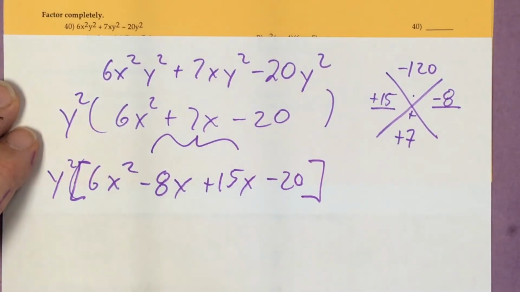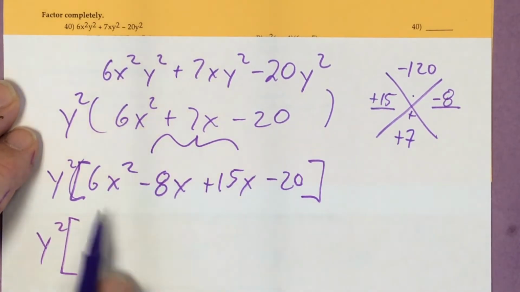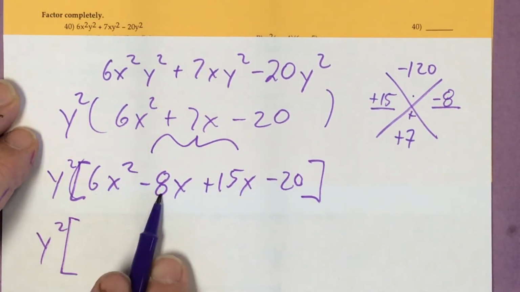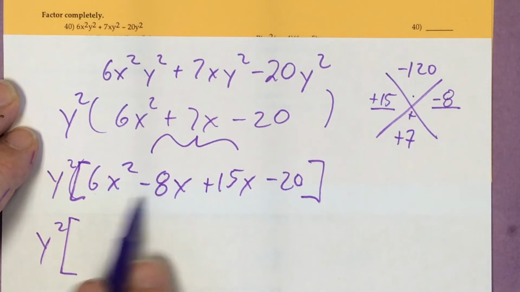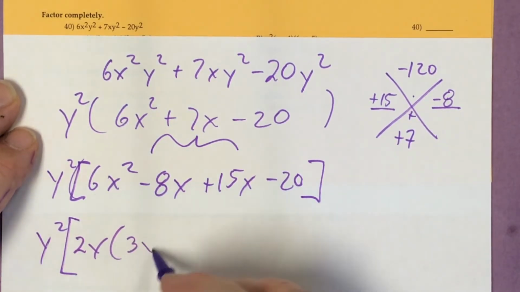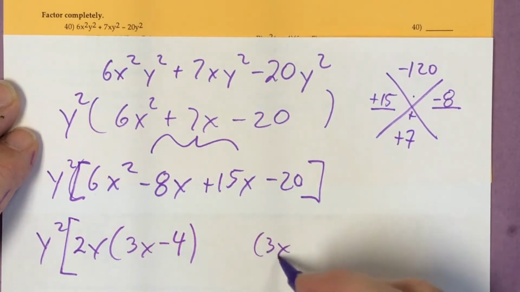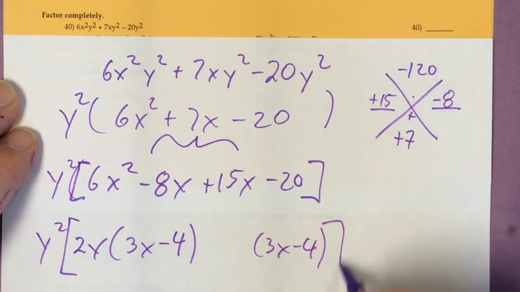So when I do the factoring of this here, I'm going to have y squared. Out of the first term here, I can factor out a 3. I can factor out not a 3. I can factor out a 2. So that's going to be factored out 2x. That's going to leave me with 3x minus 4. So I better be able to get 3x minus 4 out of this here.